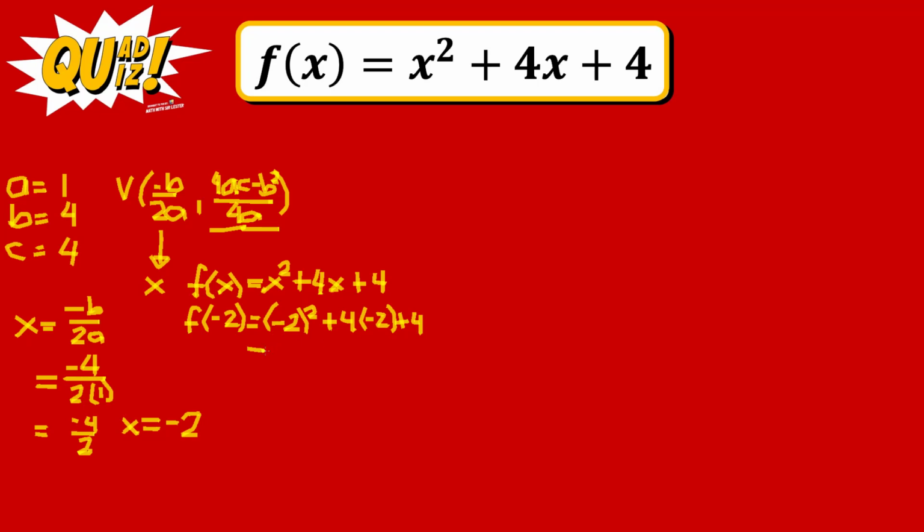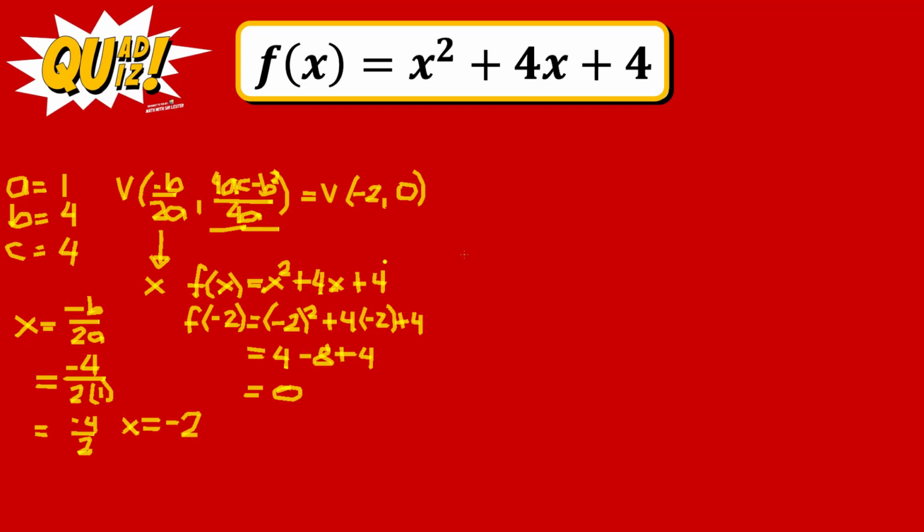So you have the square of -2, which is 4. You will have here minus 8, and you will have here plus 4. In short, the value of f of negative 2 is 0. Together with the value of x, our vertex now is the point at negative 2 and 0. Okay? So this is the vertex of this given function.